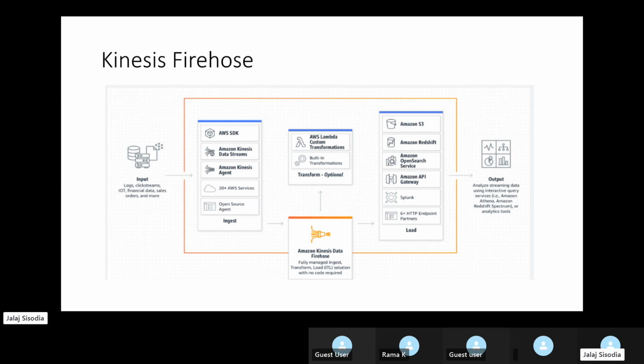So if you want to transform the data on the fly, then this is the lag you will find. So a 90 seconds to 1 minute lag you might see very normally with the use cases of Kinesis Firehose.